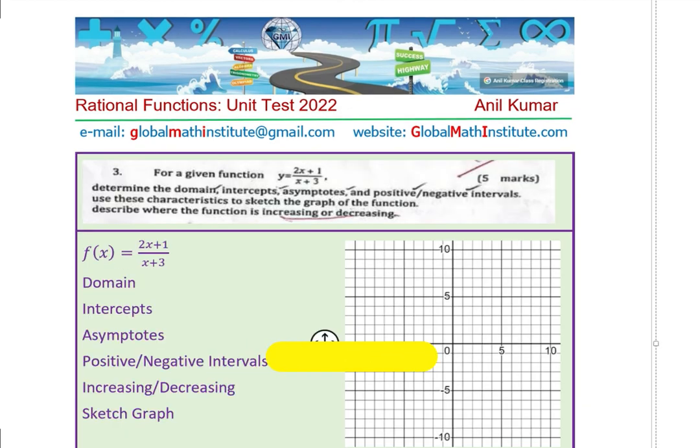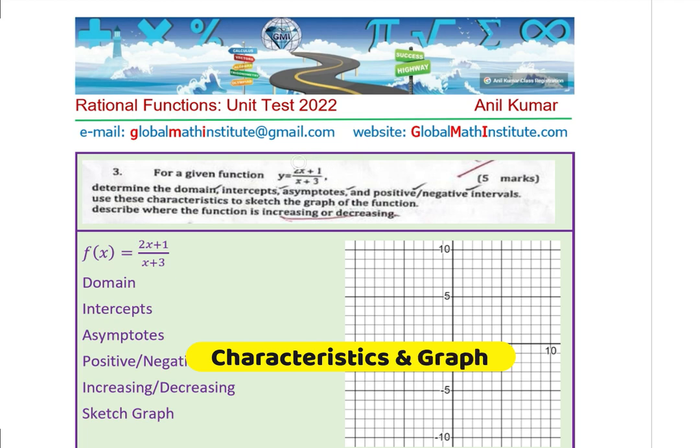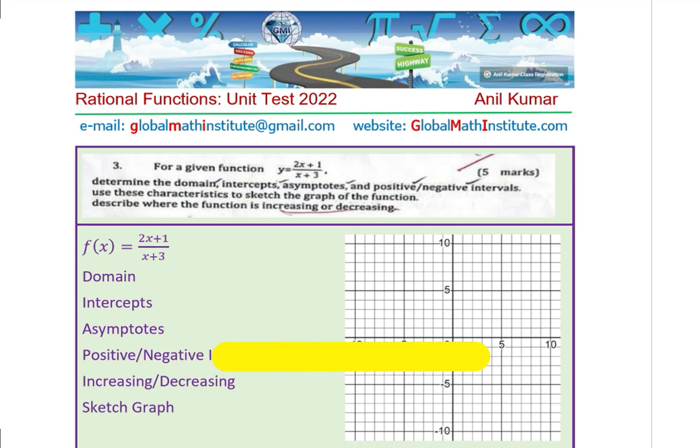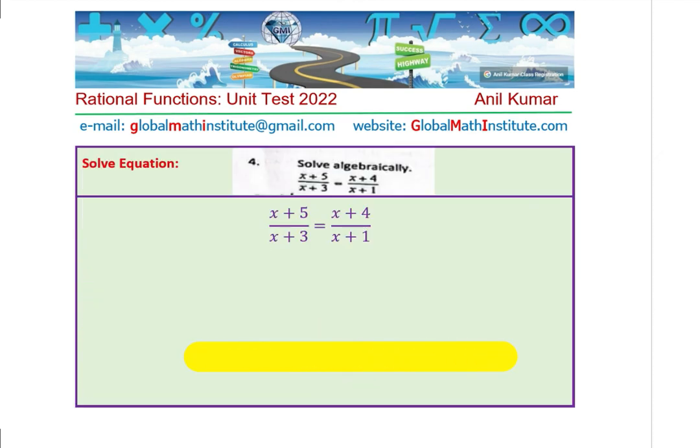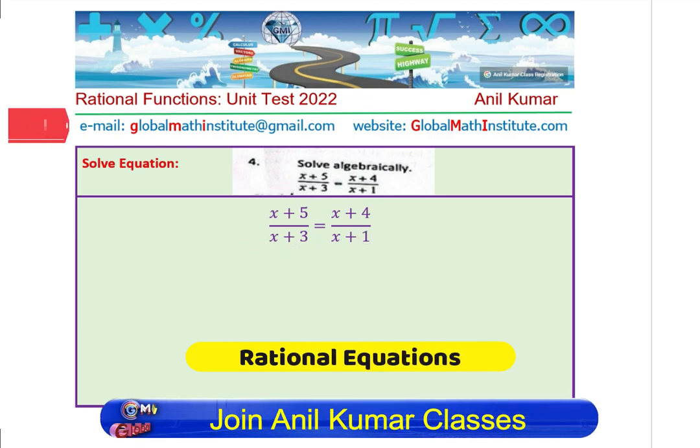Okay. Then in question number 3, we'll have a question to discuss complete characteristics. It is a quotient of linear functions, right? That is the second chapter of this particular unit. Once you do that, we'll look into question number 4, which is solving rational equations. Relatively simple equation to work with. However, it will be of prime importance for you to pause the video and solve this now.